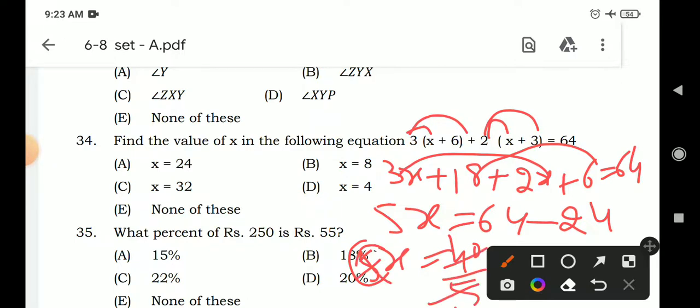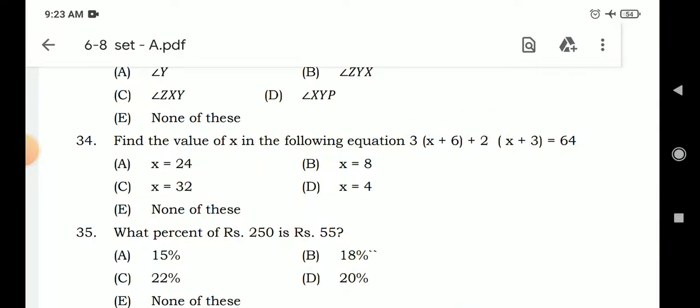So what will you get? 8. So what is its correct answer? Its correct answer is option B. X equal to 8 is its correct answer. Okay dear student, now look at the next question.